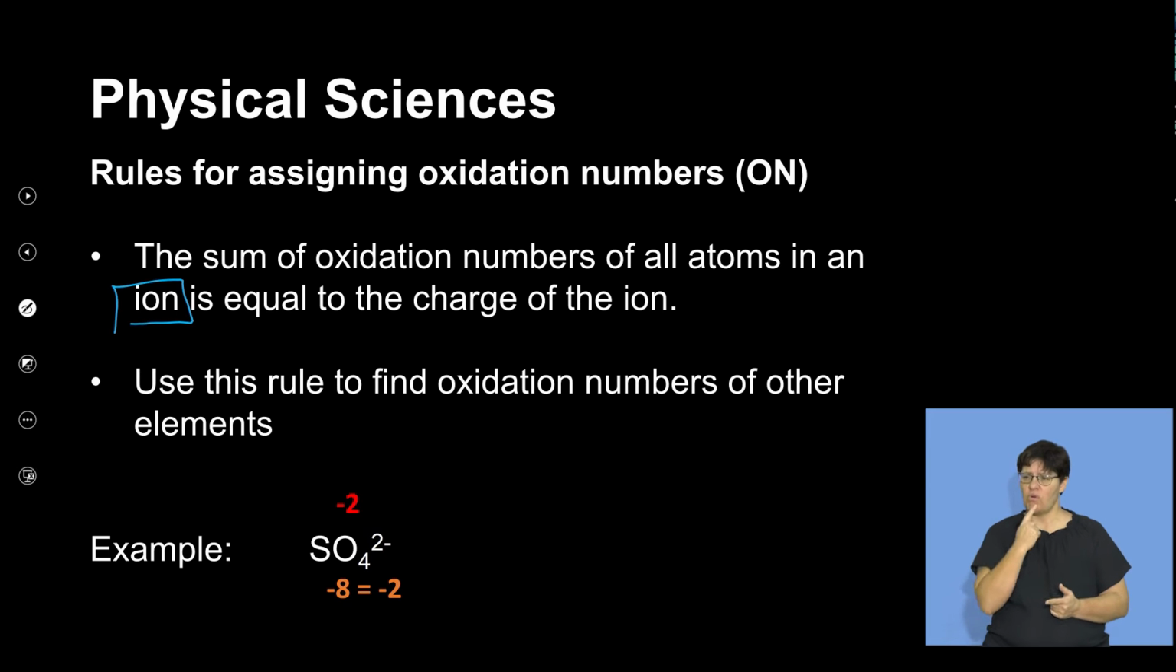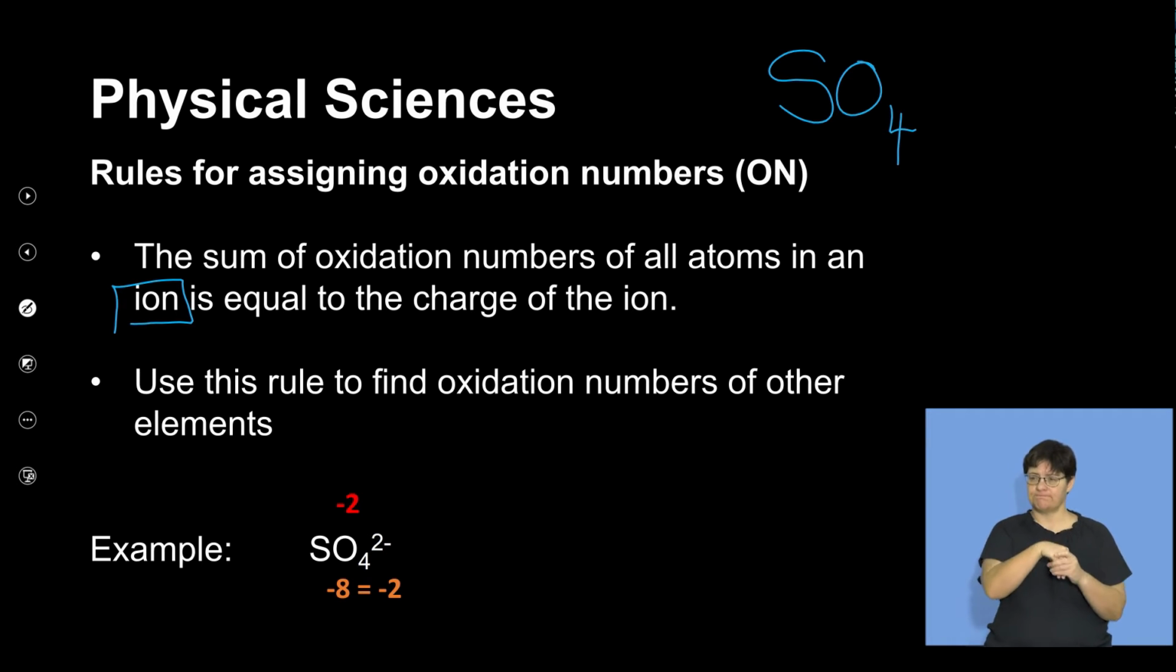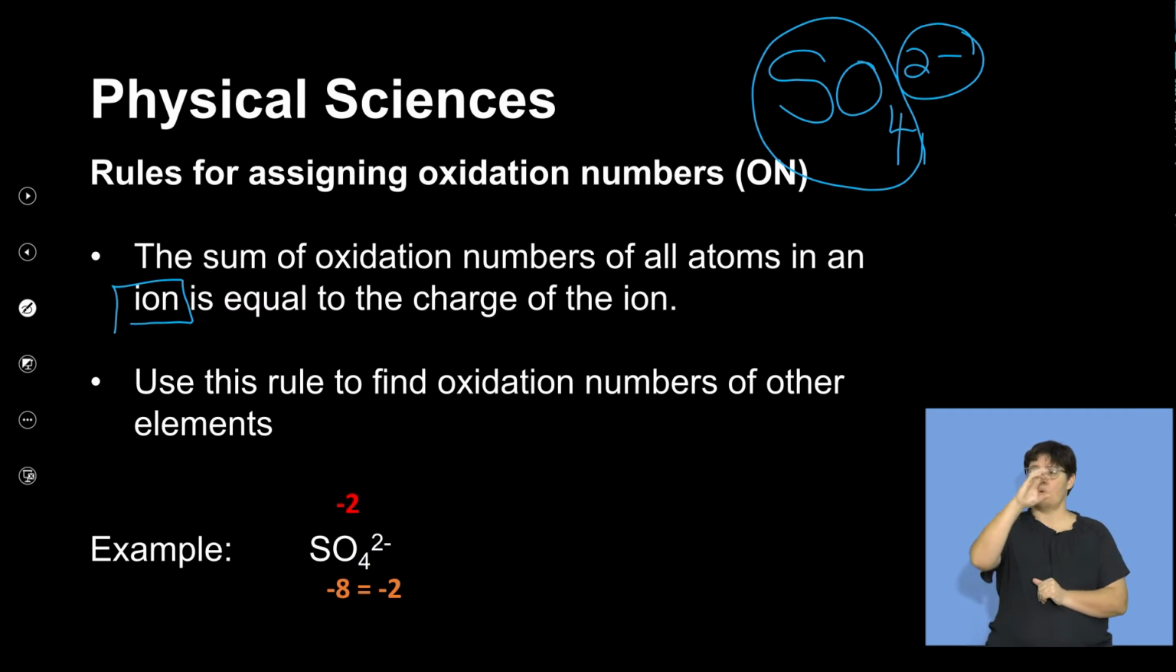Which ion are we talking about here? Is the sulfate ion, SO4 2 minus. Okay, so the sum of oxidation numbers of these is equal to negative 2, right? Where is this negative 2 coming from? It is actually the net charge on the ion, okay?